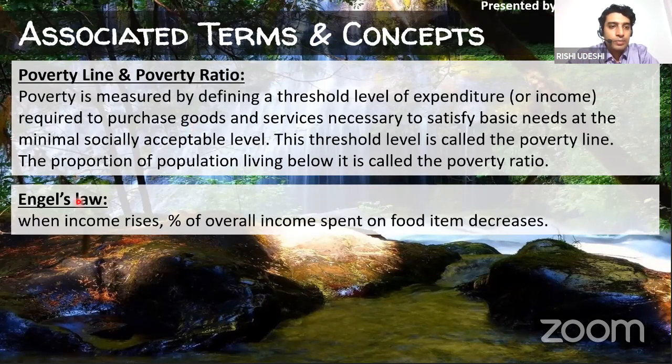At the moment, let's come back to this. Yes, let's try to understand this. What is this? It's nothing but Engel's law. What does it say? It says that when income level rises, the percentage of overall income spent on food items decreases. This is very common sense, very basic sense. If income level increases, the percentage of your income going into purchasing food will decrease. Of course, why? Let's try to understand this.